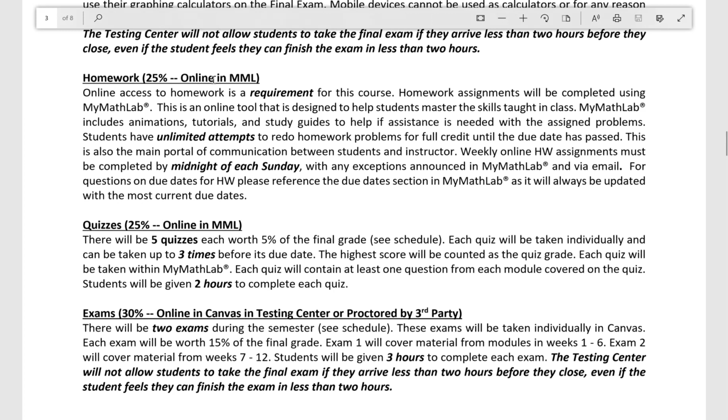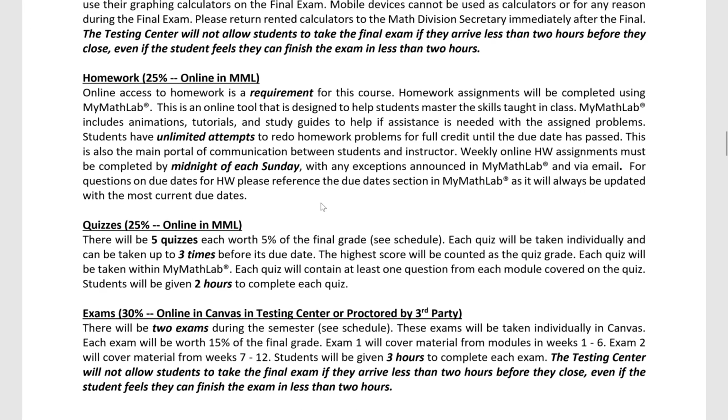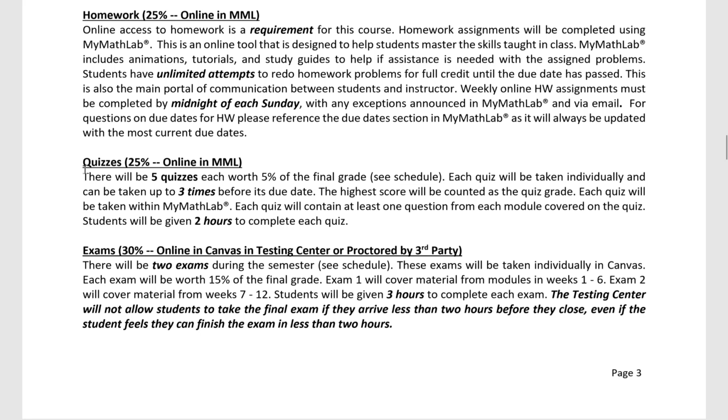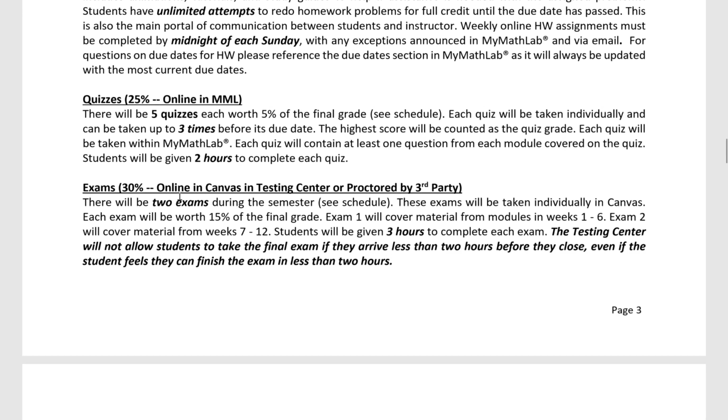Homework is 25%. This is not proctored. It can be done anywhere you have an internet connection, and it's in My Math Lab. You have unlimited attempts to do a problem until the due date, and homework is due once a week on Sundays at midnight. Quizzes, there are 5 of them, each worth 5%. You can take each quiz up to 3 times before the due date. I would recommend taking it once just to see what's on it, and then study and take it again. If you aren't satisfied still with your grade, then you have one last try to see if you can get your grade up.